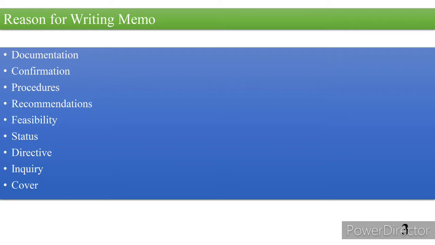The next one is inquiry. Asking questions about upcoming processes or procedures. For example, if you want to inquire about specific information, or if you want to demand a document, or a policy regarding a specific theme, you can write a memo, because basically you are inquiring about some information, process or procedure.